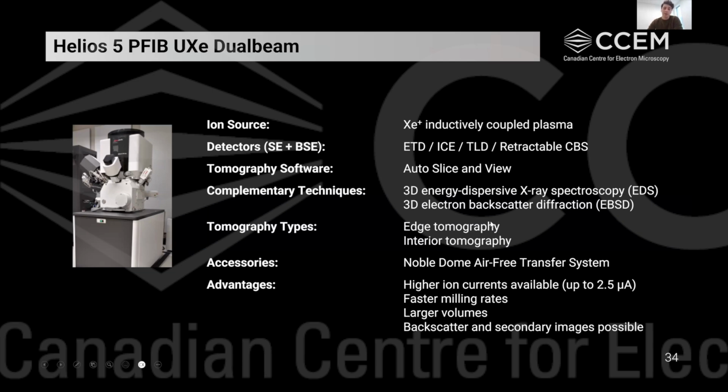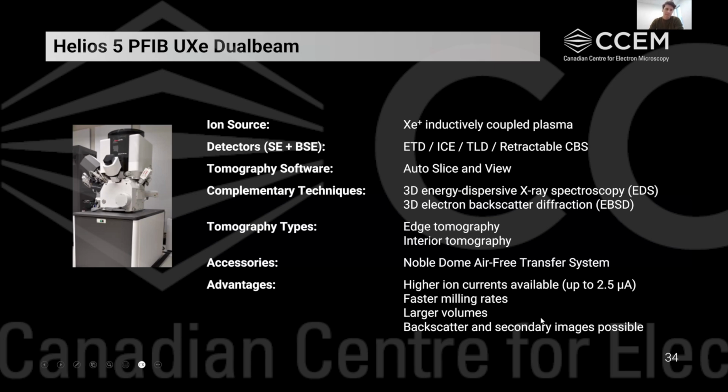As I mentioned, we can do edge and interior tomographies, and we're in the process now of setting up our Noble Dome air-free transfer system, meaning that we can go from glove box to the specimen chamber directly without exposing our samples to air. The main advantage of this microscope is that we have higher ion currents available, up to 2.5 microamps, meaning that if we want larger volumes, this is the microscope for you. With the xenon ions, we also get slightly faster milling rates at these higher currents.